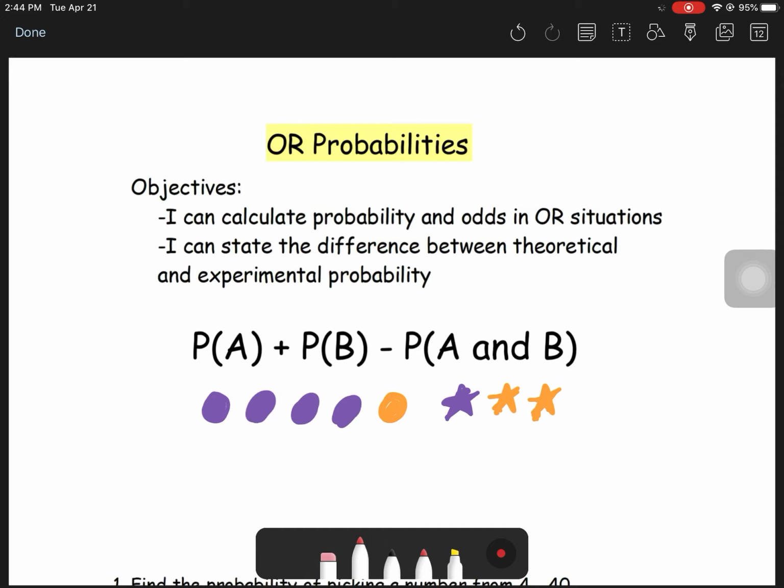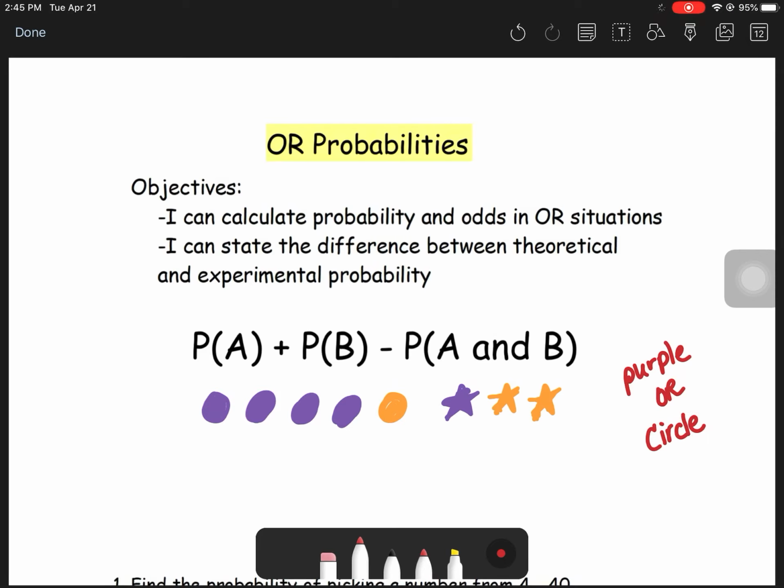In this lesson, we are going to move on with our probability to what we call OR probability. So what we're going to do is show you a little example to begin with. I have a set of circles and stars, and I want to know what is the probability of purple or circle.